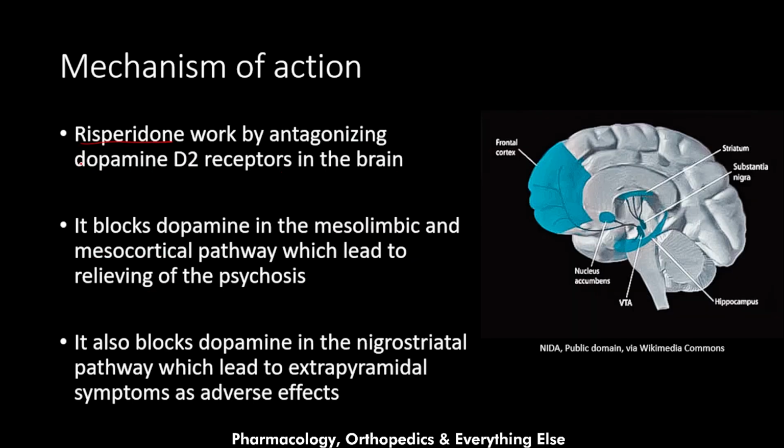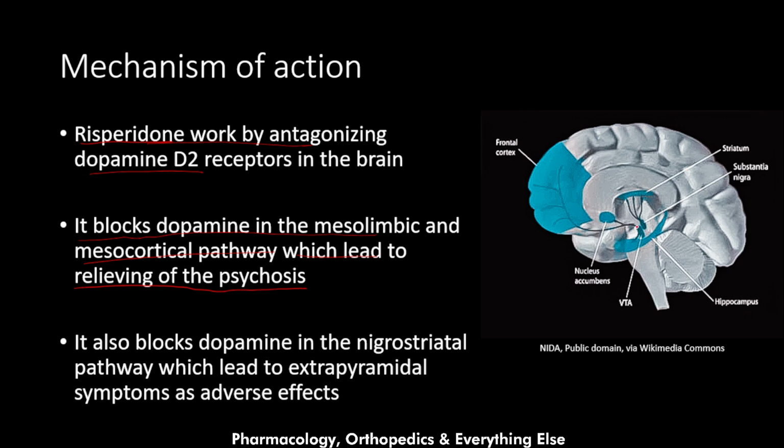So we mentioned that Risperidone antagonizes serotonin and dopamine, and we talked about how it antagonizes the serotonin. Now let's talk about how it antagonizes the dopamine. So Risperidone works by antagonizing dopamine also, and it blocks the dopamine in the mesolimbic and the mesocortical pathways, which leads to the relieving of the psychosis. And by psychosis, I mean the positive symptoms of schizophrenia, like hallucinations and delusions. And Risperidone also works to relieve these symptoms.